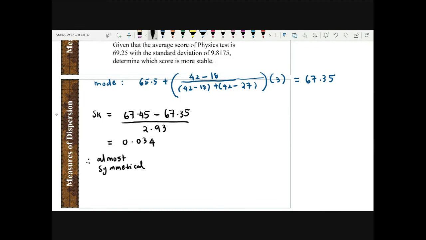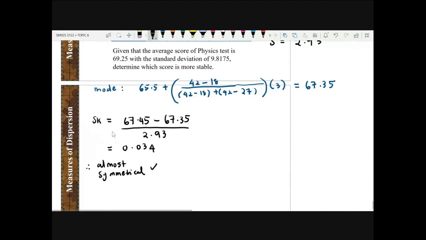Tapi kalau lah awak tak letak almost symmetrical biasa macam ni, awak still jawab positively skewed. Most likely orang akan terima jugalah, sebab value dia memang positif pun. Cuma almost symmetrical lebih accurate. Okay. Settle for that. Next part.